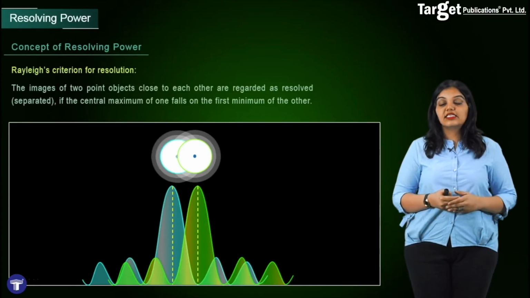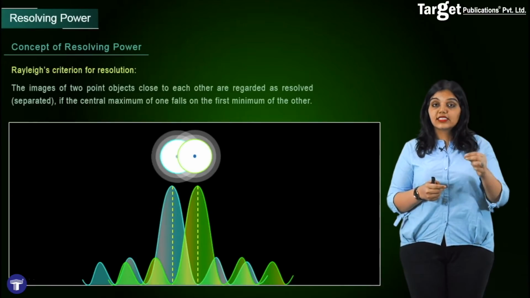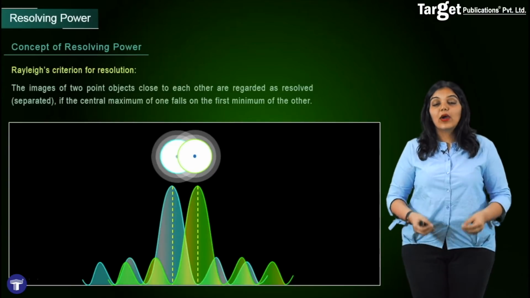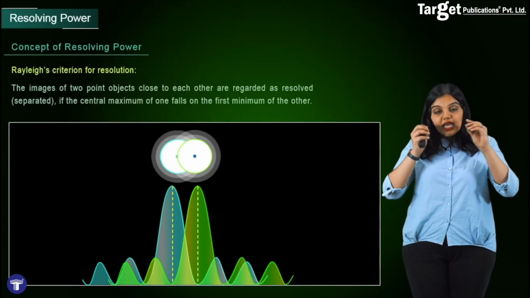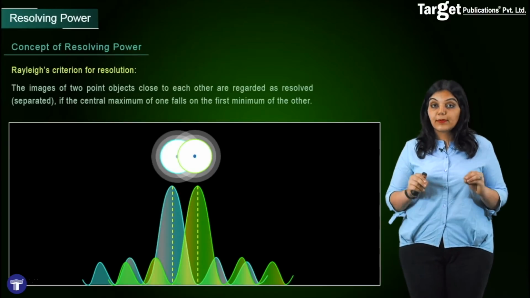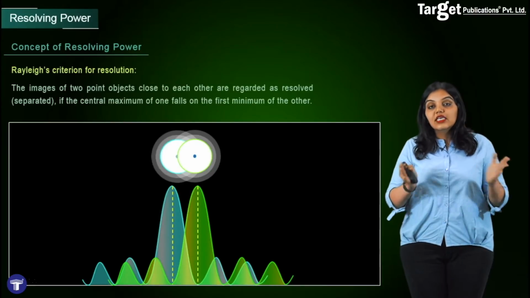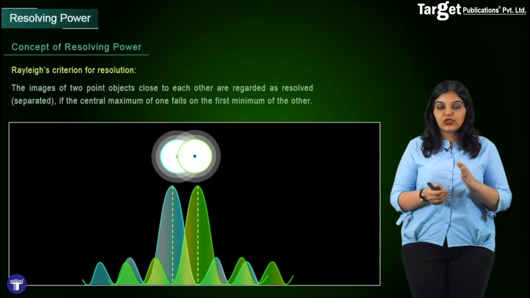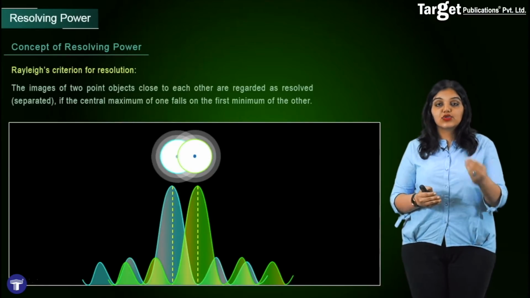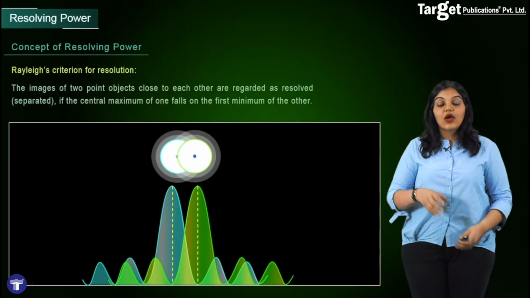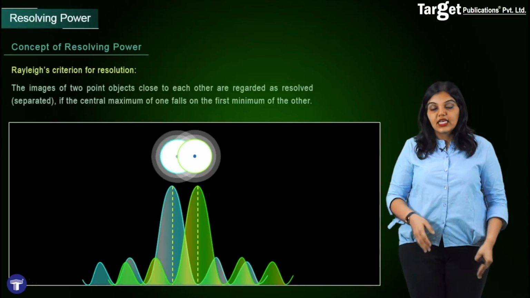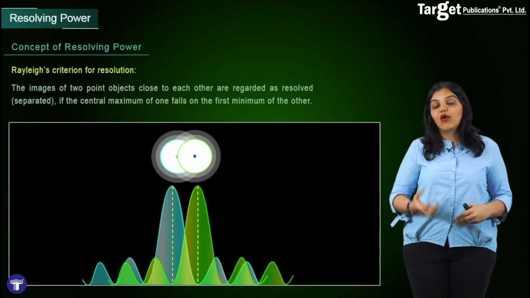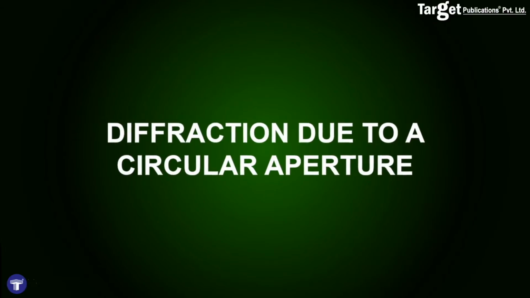And you can see clearly from the intensity curves that in this case the central maximum of one is falling on the first minimum of the other, and therefore the picture that you are seeing is the case when these two images are just resolved, which means at this point I can still see the two points as two separate points, but if you bring them any closer to each other, these two images will merge and we will no longer be able to see them as separate objects. So this is the just resolved situation, and similarly every instrument has a limit of resolution, beyond which it cannot resolve two objects. So this is where diffraction plays a role in the understanding of resolving power. It limits the resolving power of optical instruments.